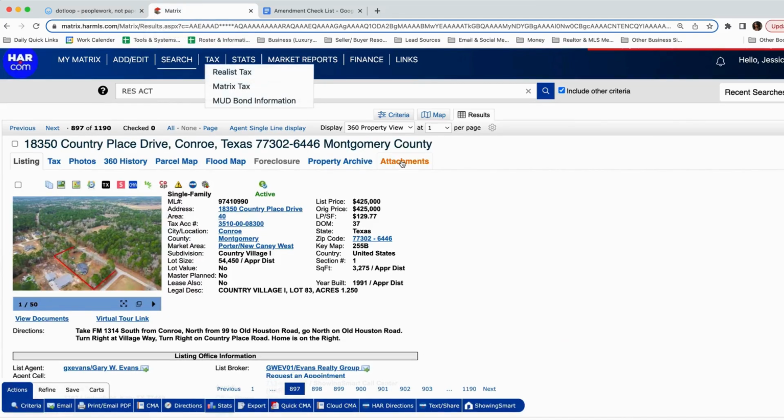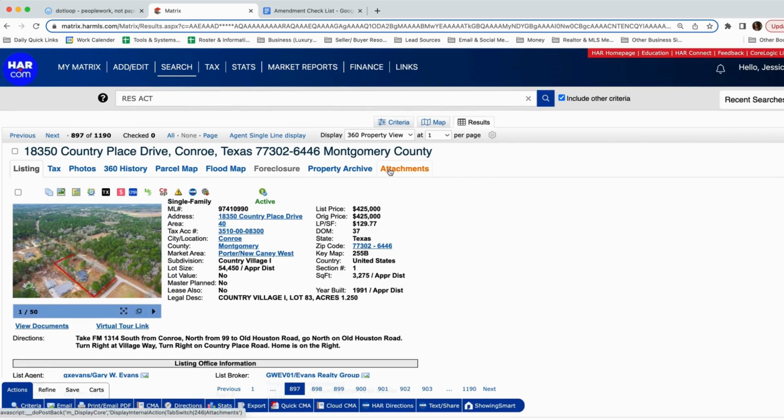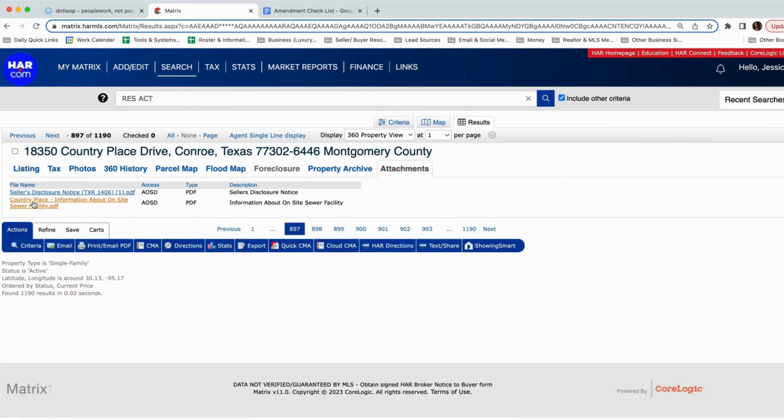Let's see what we got here. Do we have that? Attachments. Look, you saw we had a well or septic. Let's see, does she have it attached? Yes, she does. Good job, Miss Agent. She has this already filled out.